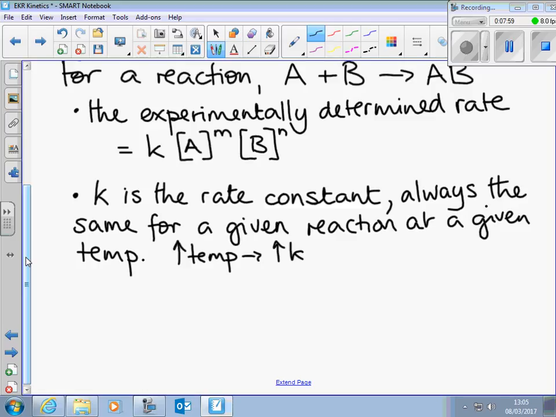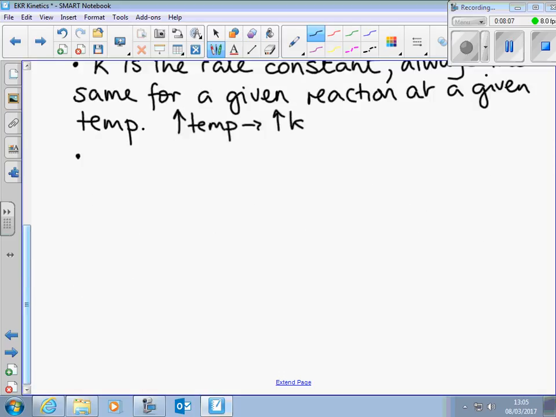All right. Now, the M and the N also need to be explained here. Now, M and N are known as the order of reaction, or they are the orders of reaction, because there's two of them. And they are with respect to those particular reactants. So M is the order of reaction with respect to A. N is the order of reaction with respect to B. Now, we don't know what that means yet, but that's where we're going. All right, so I'm just defining the terms to start with.